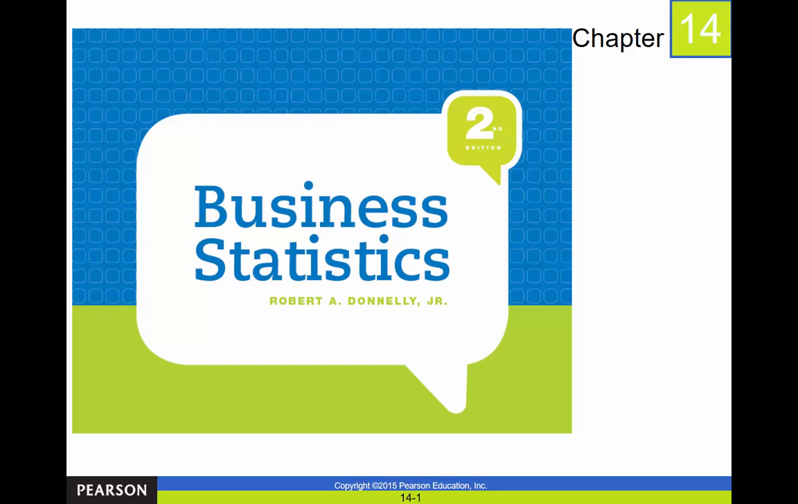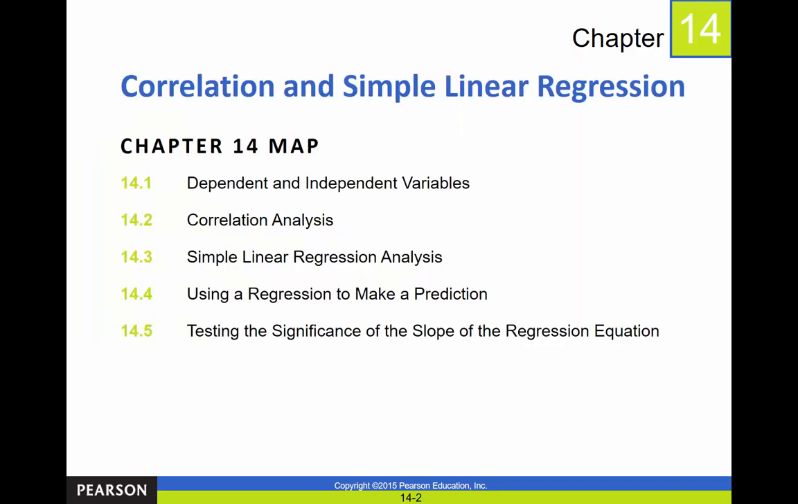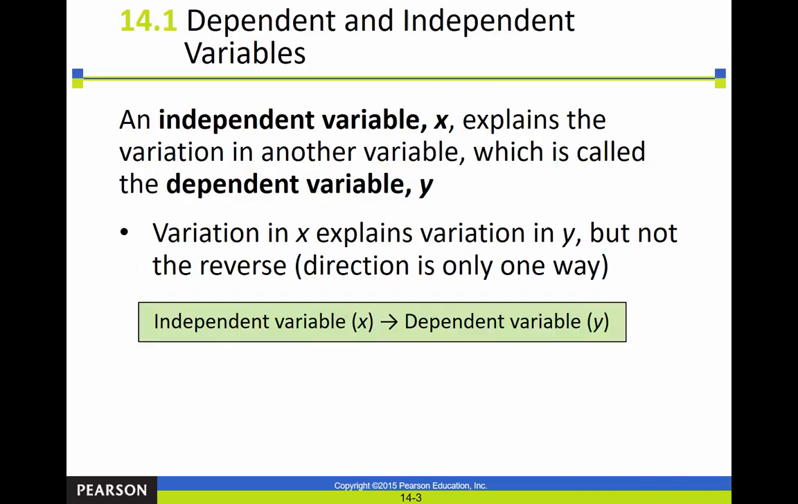Hey everybody, welcome to chapter 14. This chapter is about correlation and simple linear regression. I know that sounds really confusing, but if you remember way back to chapter 3, we learned about correlation, the correlation coefficient and covariance at that point. And so really all this has to do with is comparing variables where there's an x and a y variable.